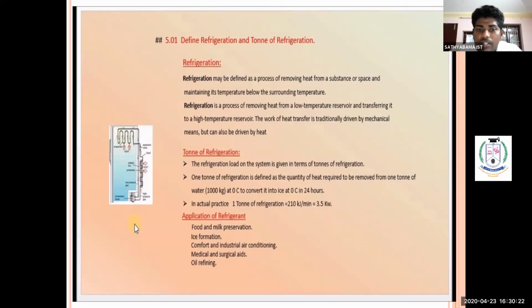And ton of refrigeration, I have mentioned that we need to convert water to ice. What is the ton of refrigeration? Suppose I'm taking 1000 liter of water and keeping it inside the refrigeration plant. I need to convert this 1000 liter of water into ice, so I'm rejecting the heat from the space. At that time, what will happen? How much heat energy is required? How much heat is rejected to convert that 1000 liter of water into 1000 kilogram of ice? That is known as ton of refrigeration.